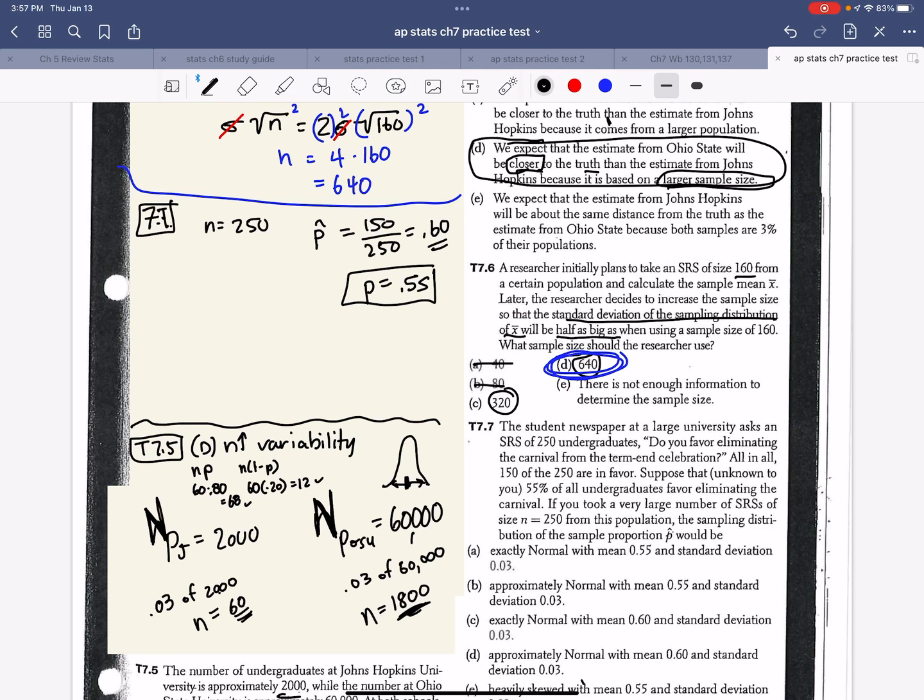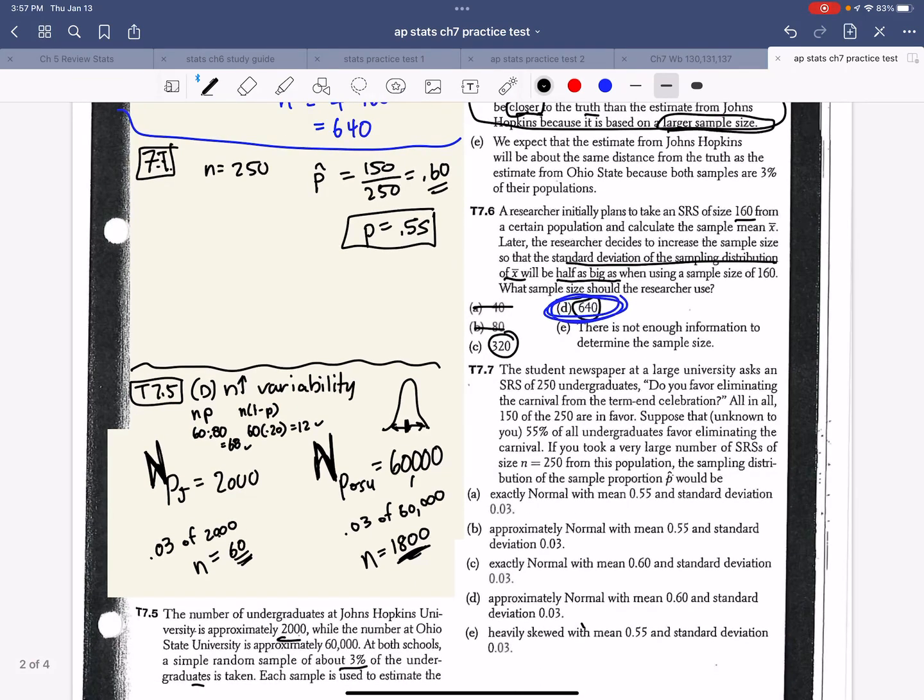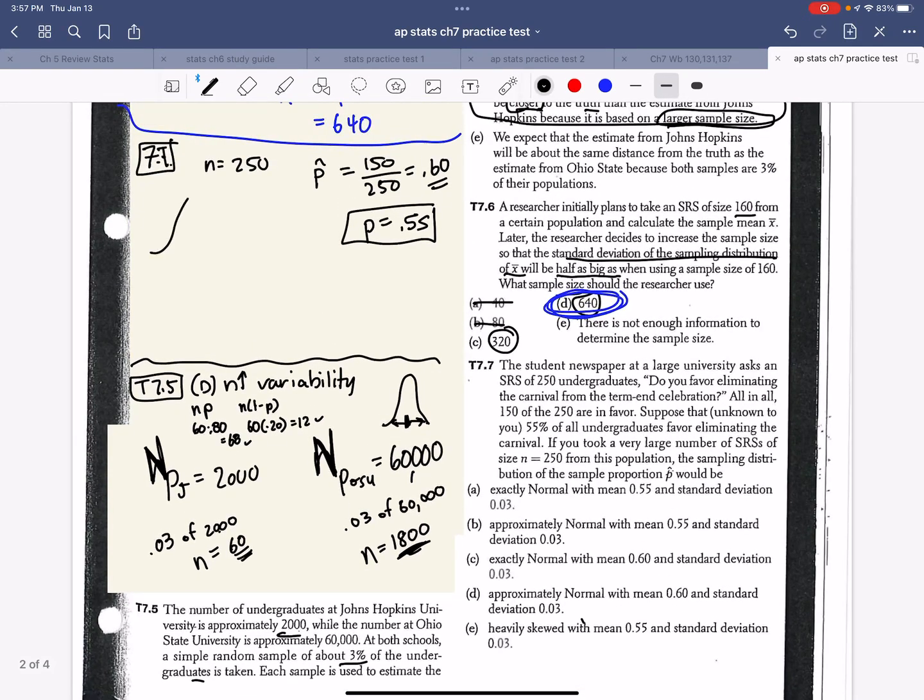If you took a very large number of SRSs of size 250 for this population, the sampling distribution of the sample proportion would be what? So we know that the sample is centered around P, and the standard deviation of our sample would be, I'm doing a proportion question, so that's P, 1 minus P over N, take the square root of the whole thing, right? That's the standard deviation of my sample.